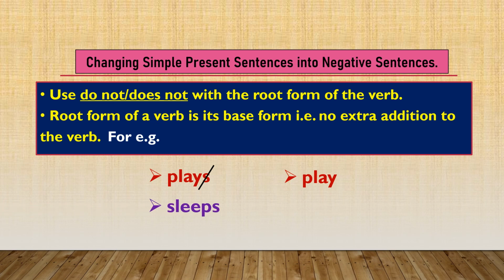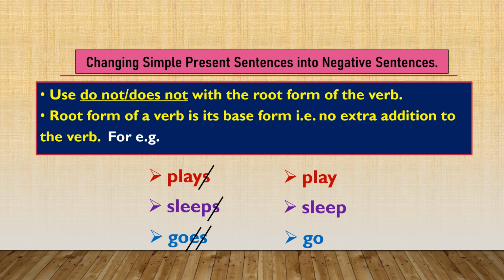Let's take another example. Sleeps. The root form of sleeps is sleep. Let's take another example. Goes. What is the root form of this verb? Goes. It is go. That means using the verb in its base form. Root form means the first form of verb.